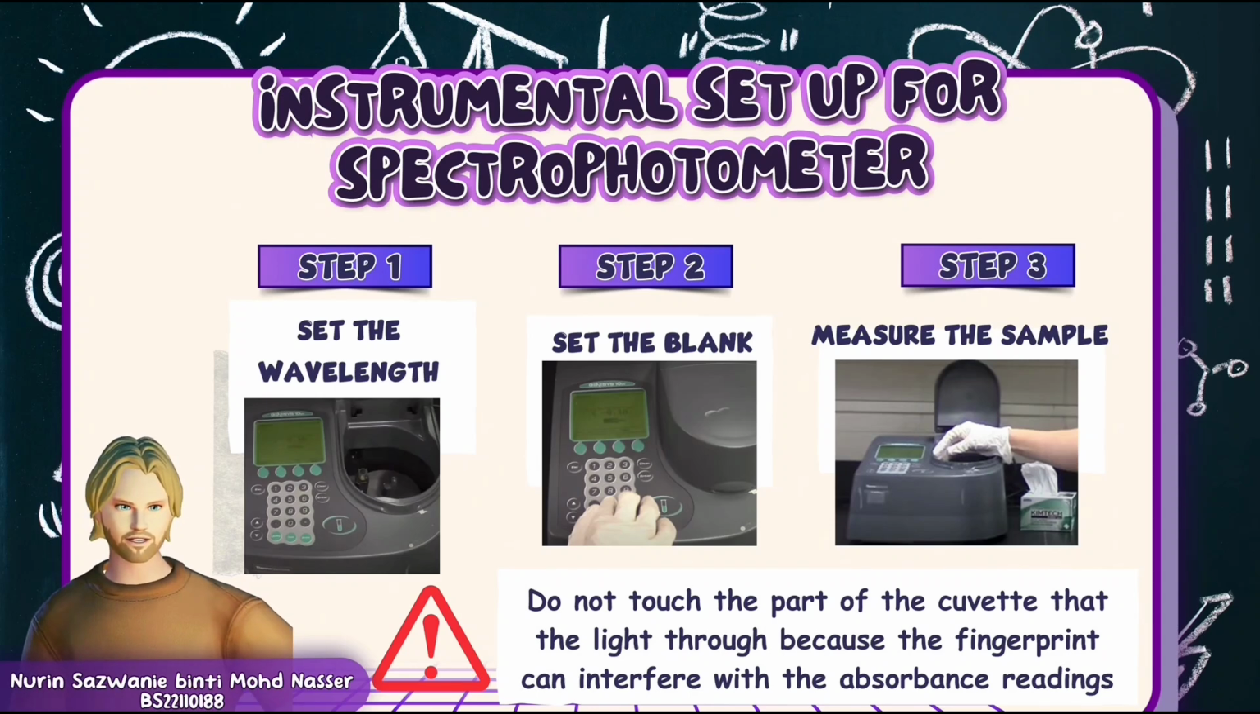Next, the instrumental setup for the spectrophotometer. This setup involves 3 steps: the first is to set the wavelength to the desired wavelength needed, second, set the blank, and lastly, measure the sample. And remember, do not touch the part of the cuvette that the light goes through, because fingerprints can interfere with the absorbance readings.